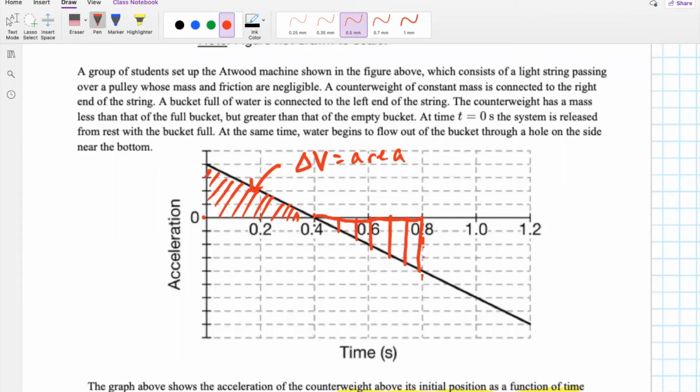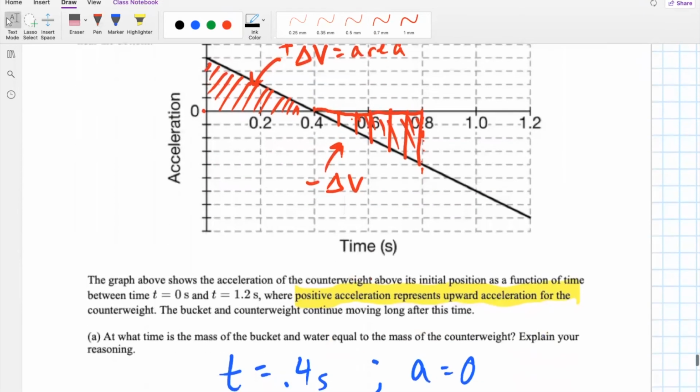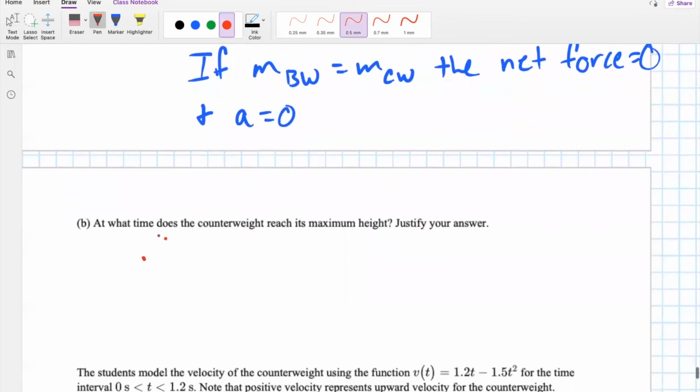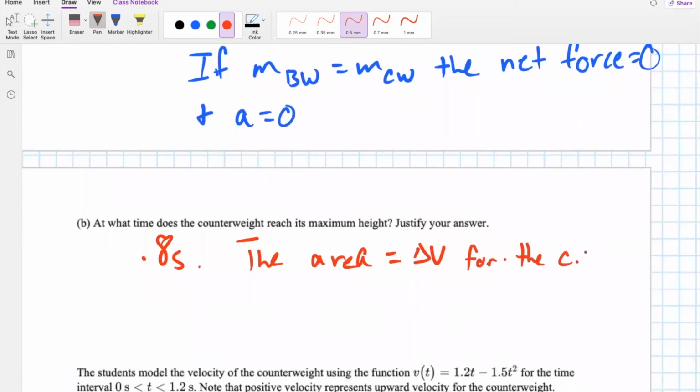Because remember, the idea is for a projectile or anything accelerating, if it reaches the maximum extent of its motion, that means that the velocity has become 0. So this positive delta V and this negative delta V have to be equal to each other. And so we have this line here, and so that should be 0.8 seconds. And we could say the area is the change in velocity for the counterweight.